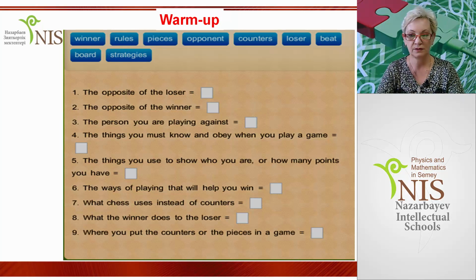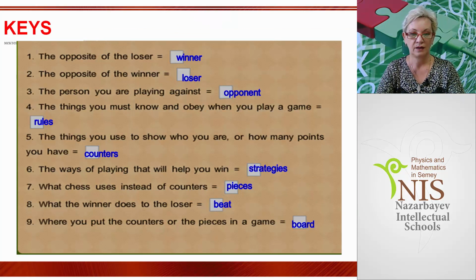Are you ready? Okay. The answers in your copybooks should be winner, loser, opponent, rules, counters, strategies, pieces, beat, and board.